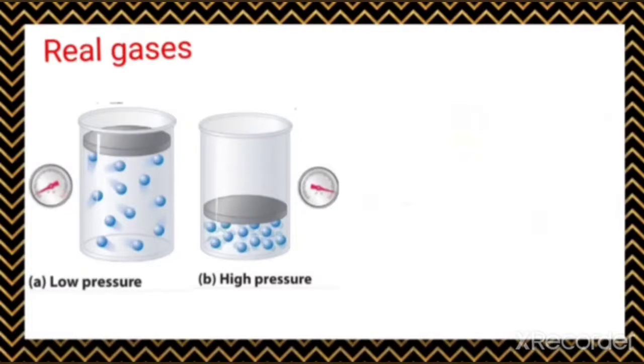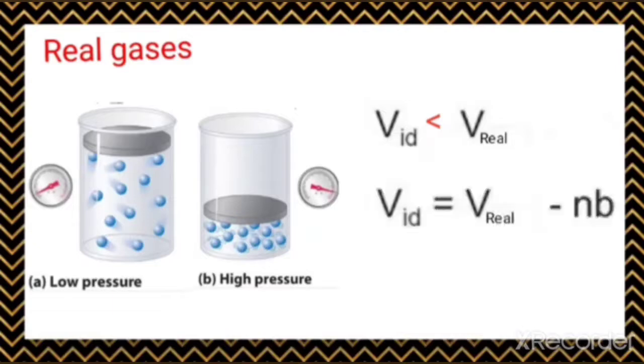What about the volume? In the kinetic theory, an assumption was made that the volume of the gaseous particles is negligible. But when we consider the actual volume of the gaseous particles, then definitely the volume of the real gases will be greater than the ideal. So how much greater is it? We have to subtract that value, and then we get V ideal is equal to V real minus nb. So nb is a correction term here. So V ideal is equal to V real minus nb.